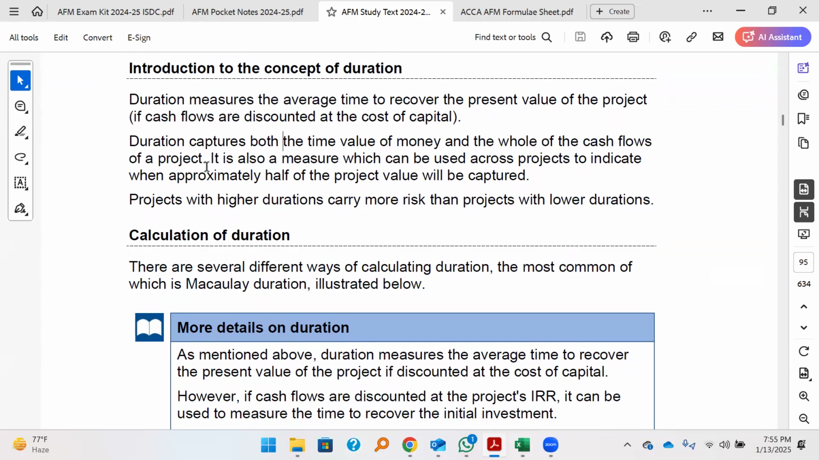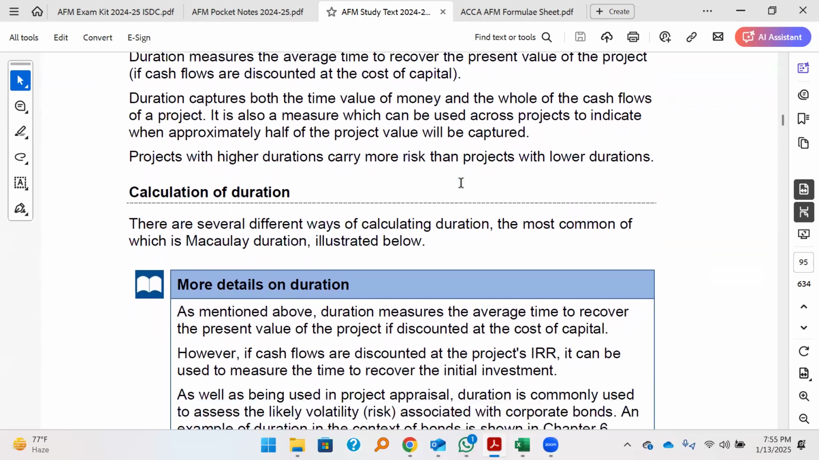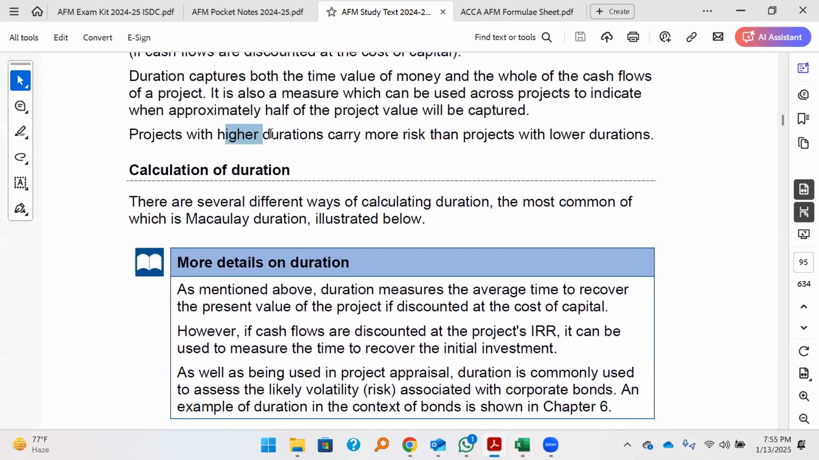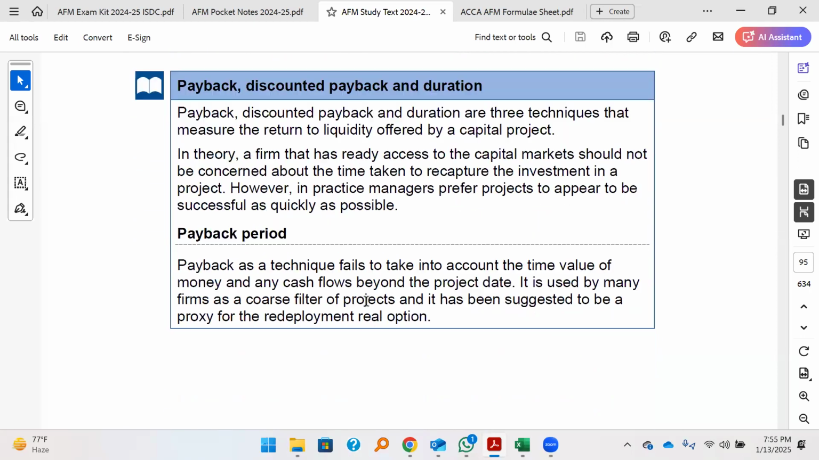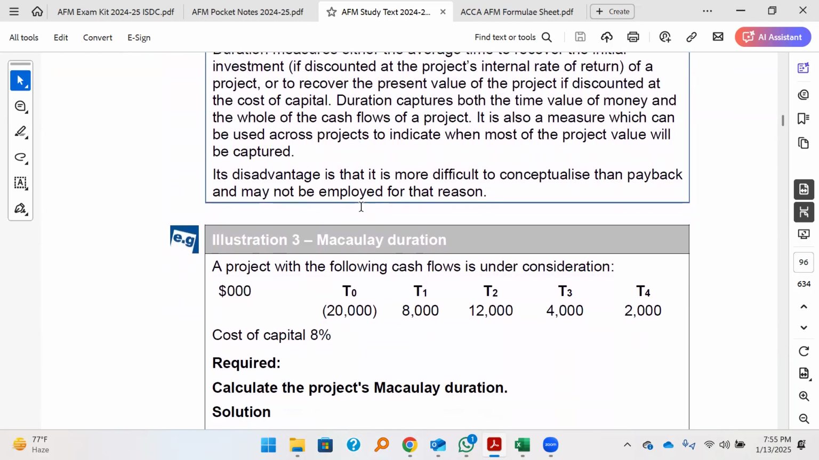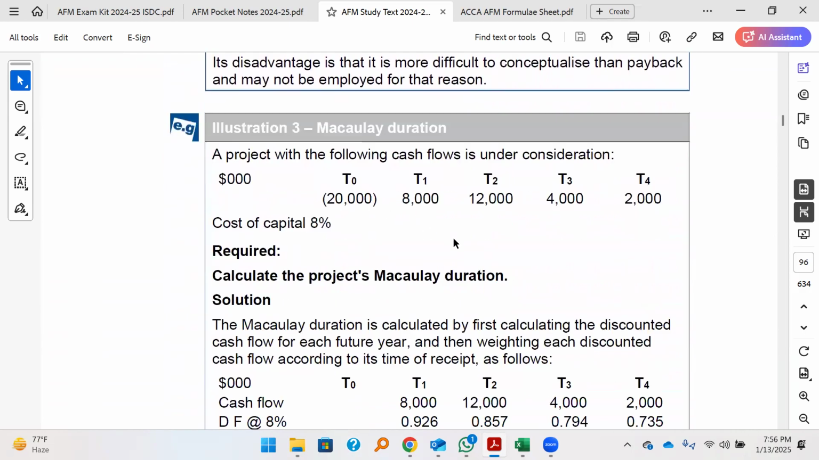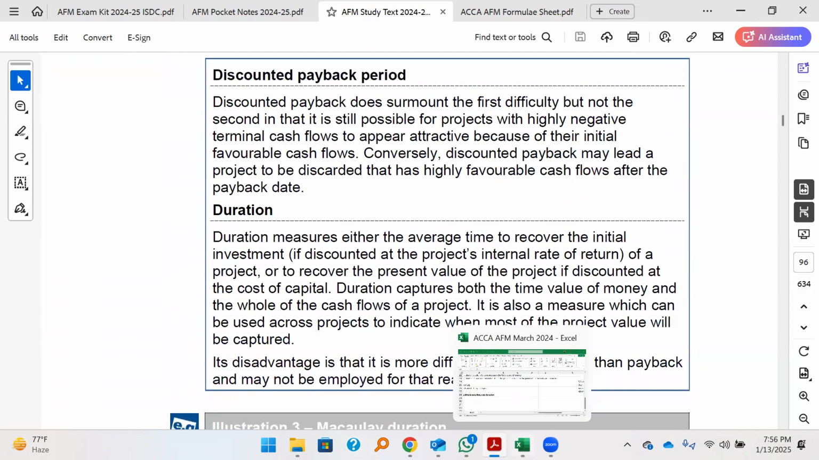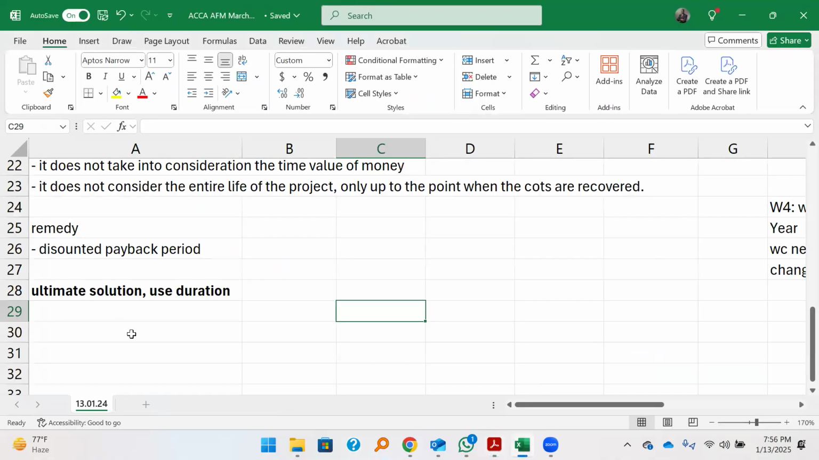So it can be used across projects to indicate when approximately half of the project value will be captured, and if the project has a higher duration, then there is more risk than when we have lower duration. So this is basically what you need. And now, how do you calculate the duration? They explain it here, and they go into the story of payback period and all those things that I've explained to you. And of course, there's an example. So when you go there, you understand basically what to do. But let us do it here now.